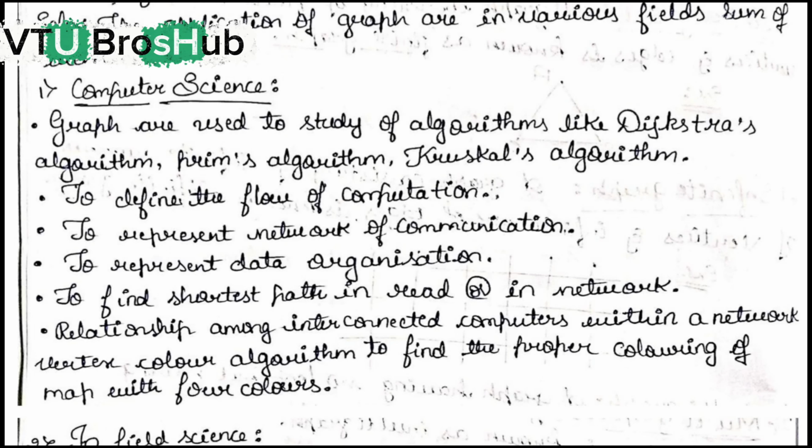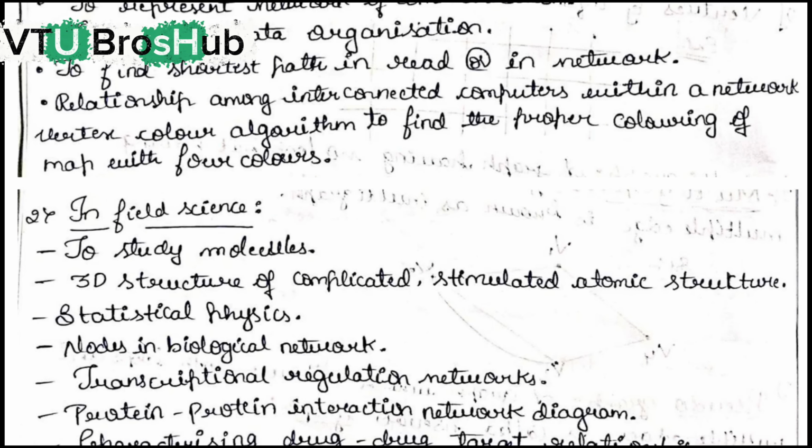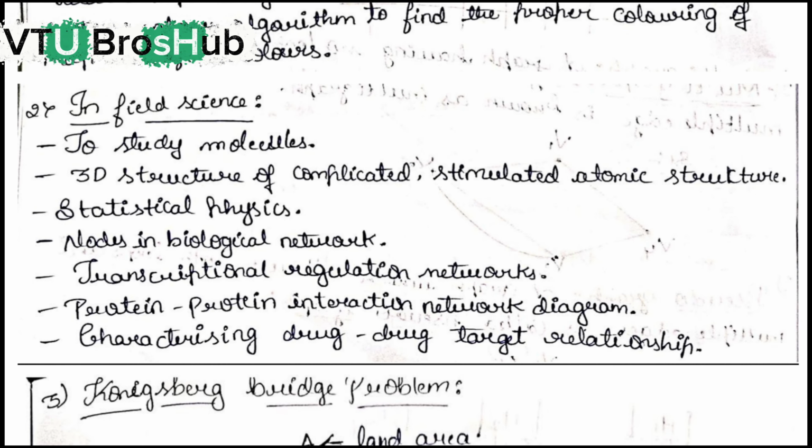Number 2, in field science. Graphs are used in fields like biology, chemistry, and physics. In chemistry, molecules are graphs with atoms as vertices and bonds as edges. In biology, graphs model genetic networks, protein interactions, and drug target mapping. In physics, they are used to show complex systems like energy or signal flow.